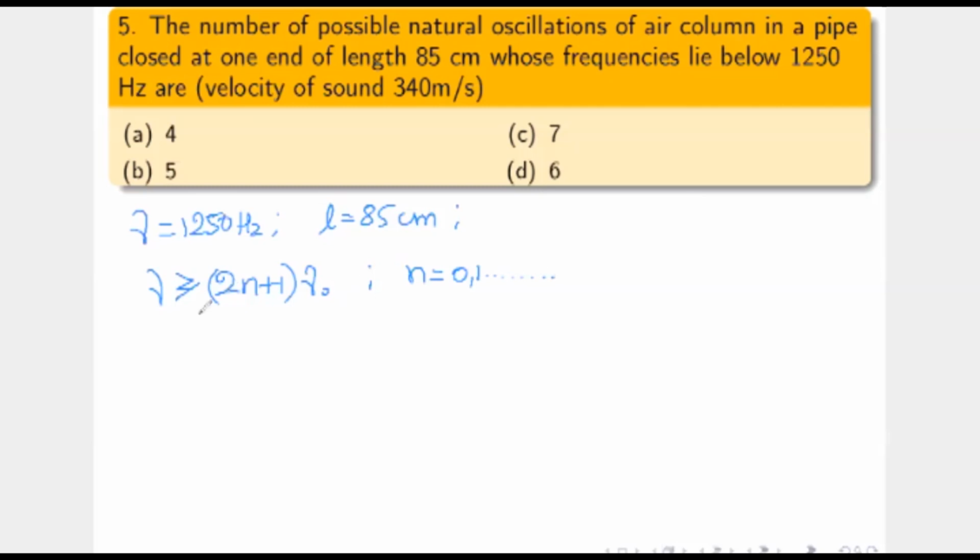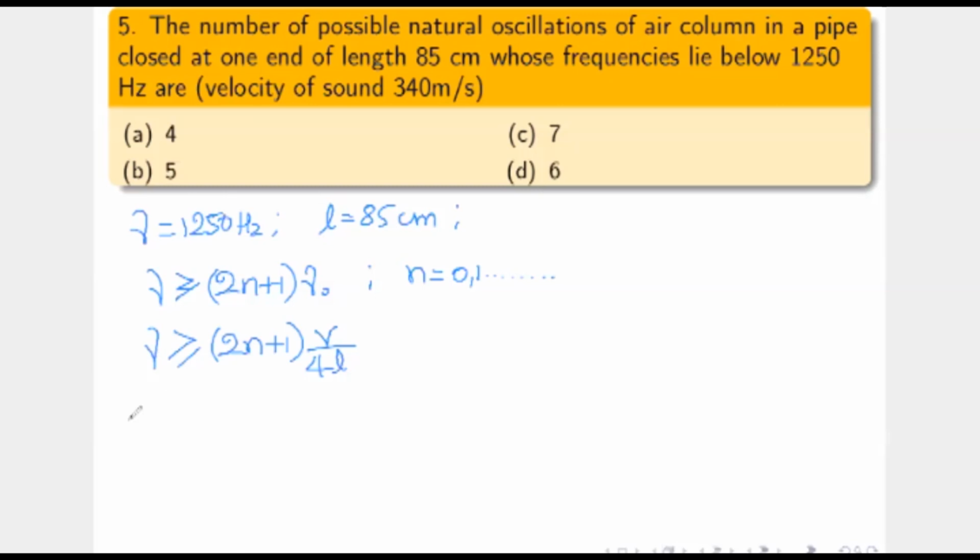So now we can substitute for the fundamental frequency in a closed pipe. So we get the maximum frequency. All the frequencies must be less than 1250. So let's substitute 2n plus 1. Nu naught is given by V by 4 times the length of that air column. So let's solve for n. So n gives us the total number of oscillations. But remember, n starts with 0.